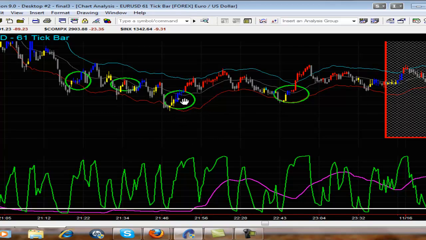So that was probably a good trade, and this was a good trade. That was probably the ugly trade. So a lot of good trades, count them up.